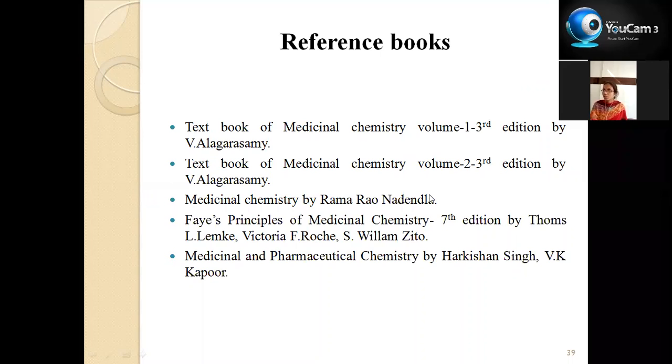So these are the drugs which are used in the treatment of thyroid disorders, the antithyroid drugs. And these are the reference books for the thyroid and antithyroid drugs topic.